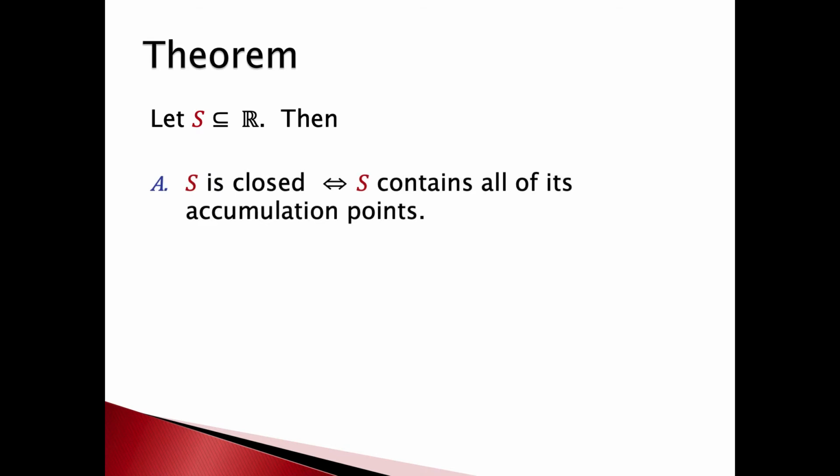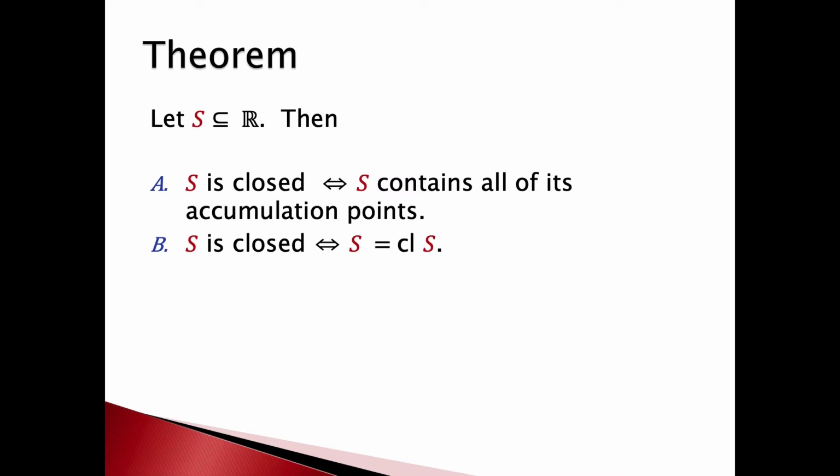Okay? Another theorem, right? S is closed if and only if it contains all of its accumulation points. Also, S is closed if and only if S is equal to its own closure. Both of those say essentially the same thing, right? If S is equal to its own closure, that means that when we threw in the accumulation points to get the closure, we didn't add anything. And of course, that means that its accumulation points were already there, which is what part A says.